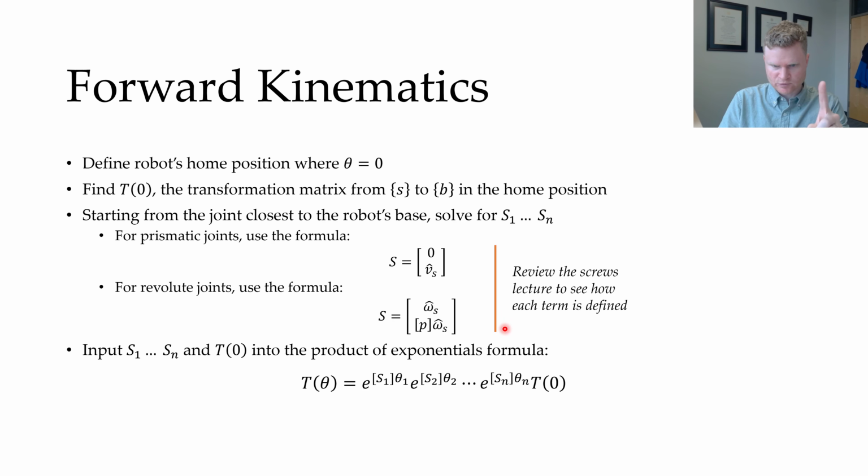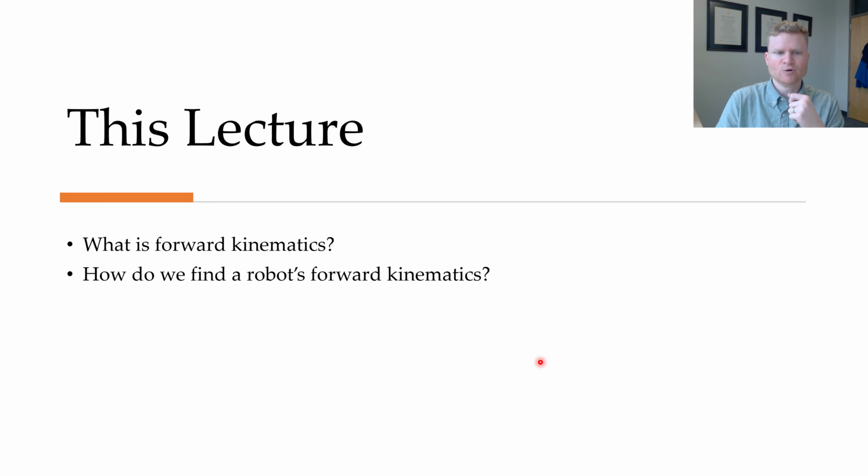And as a reminder, just one more time I'll mention it, you want to define these screws when the robot is in its home position. So you won't have to worry about theta here, just the robot in its home position. So once you get all these screws and you get T of 0, you're actually set. That's all you need to do. You just plug them into the product of exponentials formula, and there you go. Now you have your robot's forward kinematics. Cool. And so that's it. That's how you find a robot's forward kinematics, and also just a better understanding of what forward kinematics are.